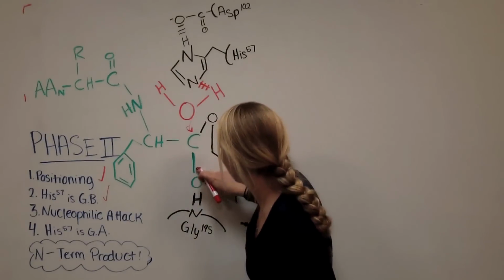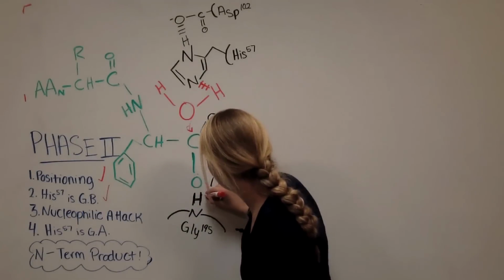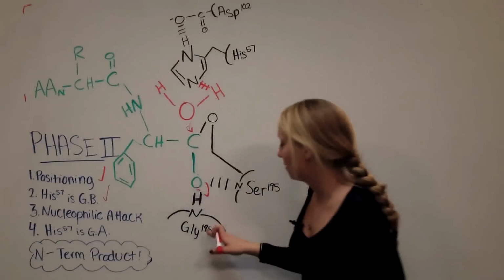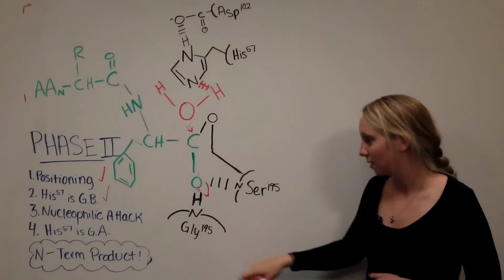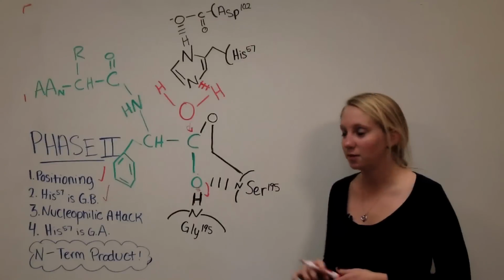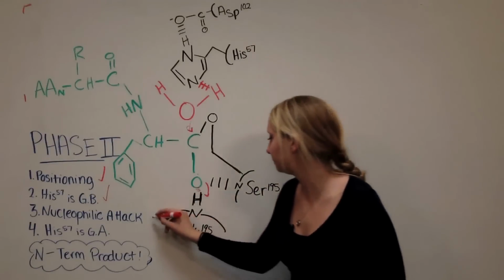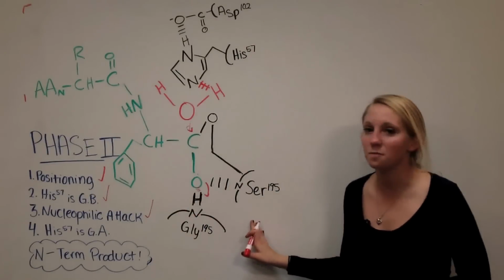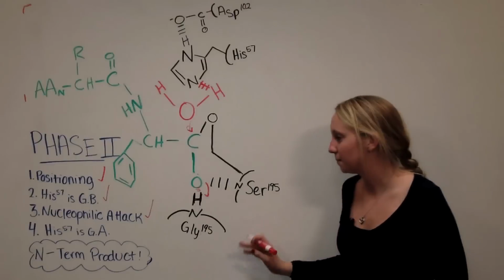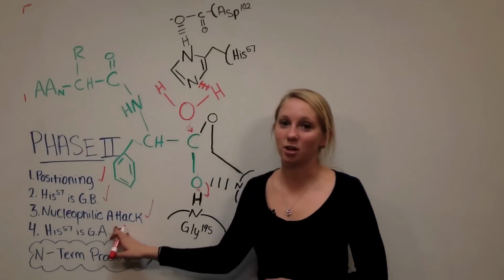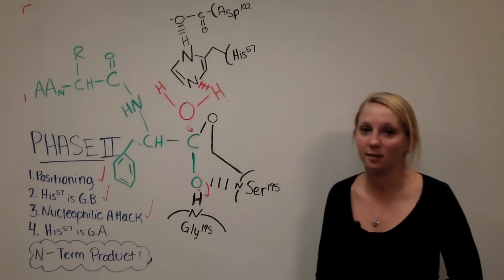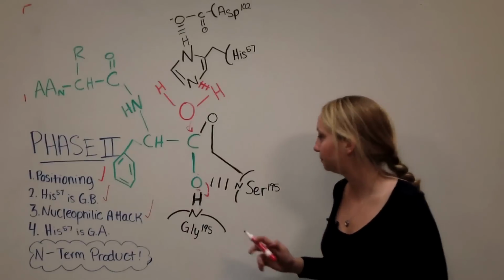And that's going to break this double bond again and kick the electrons back out to form the temporary bond with glycine again. And once again, we have a short-lived temporary intermediate. So this intermediate is going to want to collapse, and histidine is going to want to act as a general acid to protonate the leaving group once again.